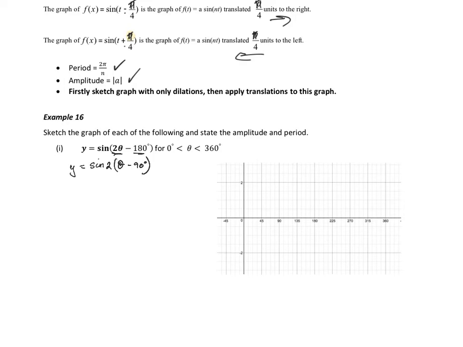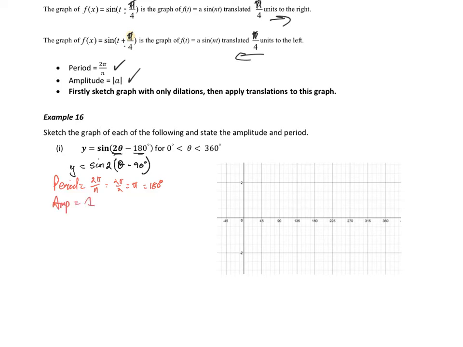So straight away, instead of the graph shifting 180 degrees to the right, we see that it's only moving 90 degrees to the right. The period of my graph is given by 2 pi on n, which is 2 pi on 2, which is equal to pi, which for us is 180 degrees. The amplitude hasn't changed, it's still 1.